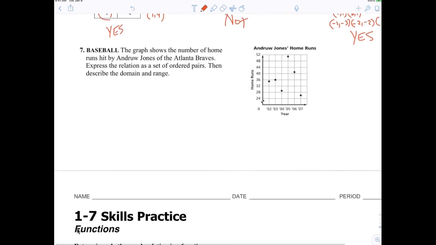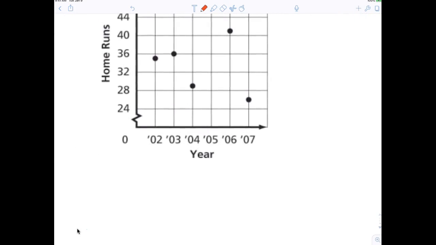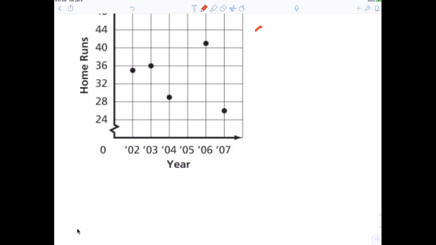All right, let's check out 7. It says the graph shows the number of home runs hit by Andrew Jones of the Atlanta Braves. Express the relation as a set of ordered pairs. Then describe the domain and range. It's kind of hard here. Do you agree? If we zoom in on this, what year? 02. And then about, what does that look like to me? I think 35 is good. The next one would be what?